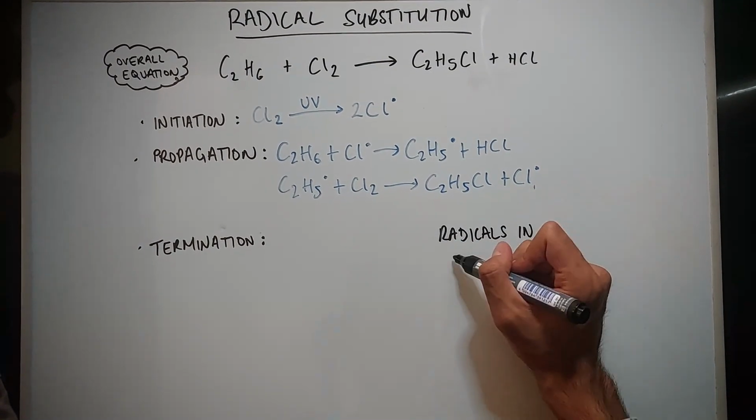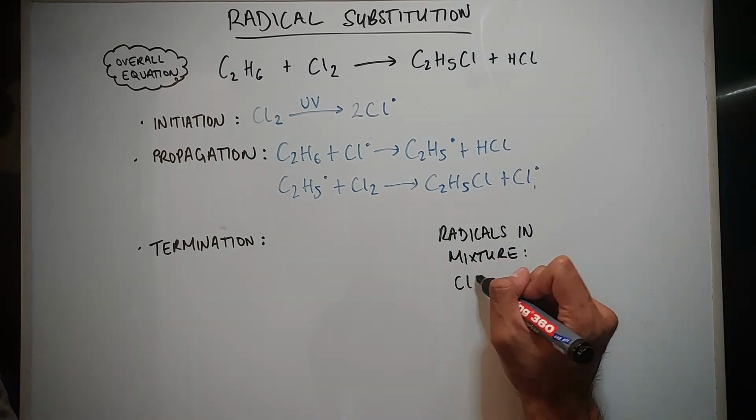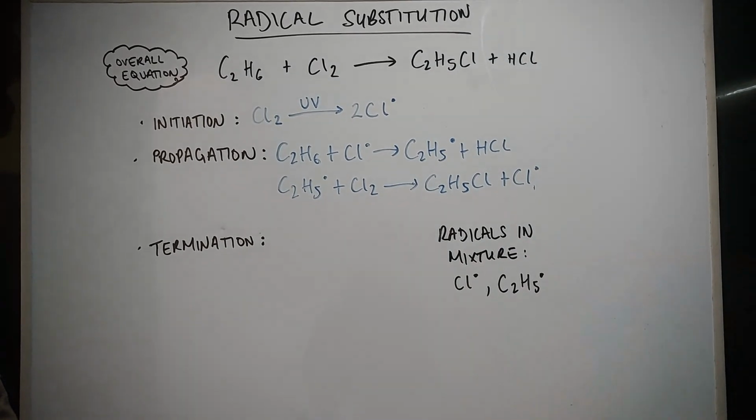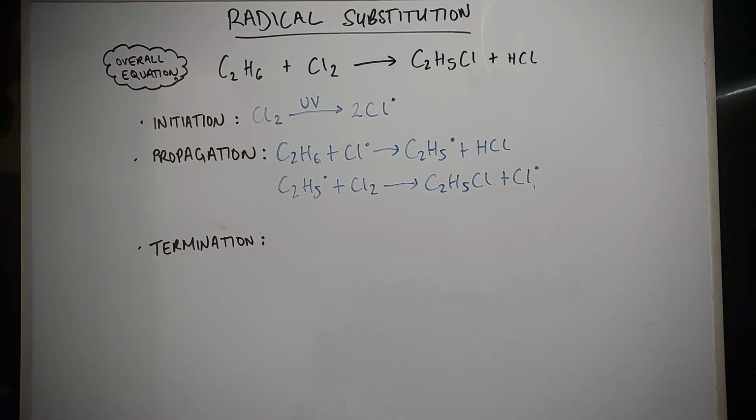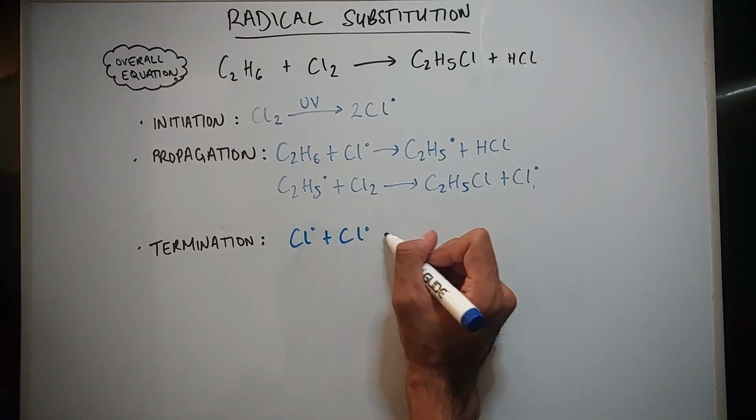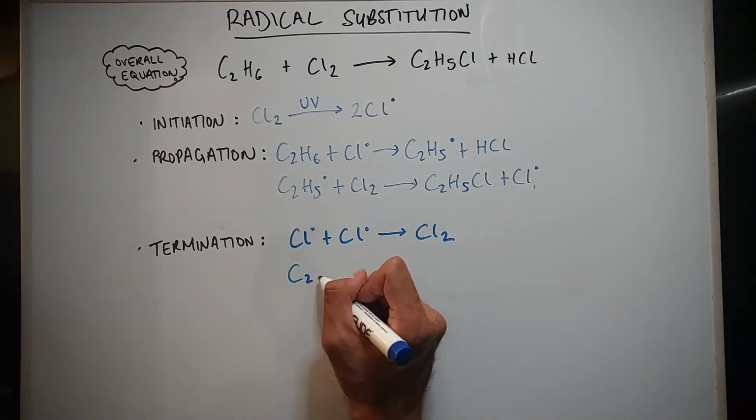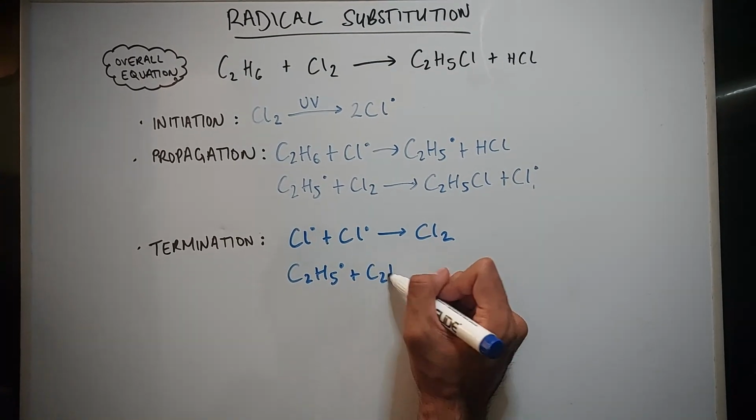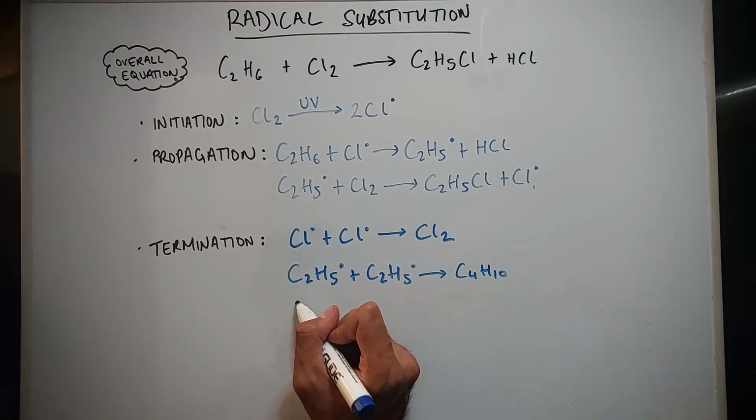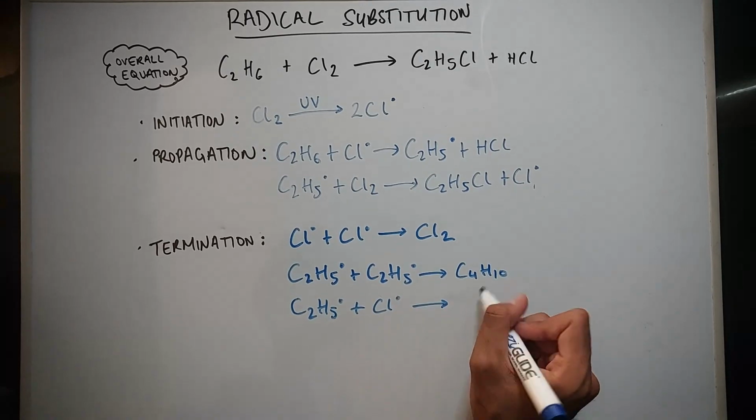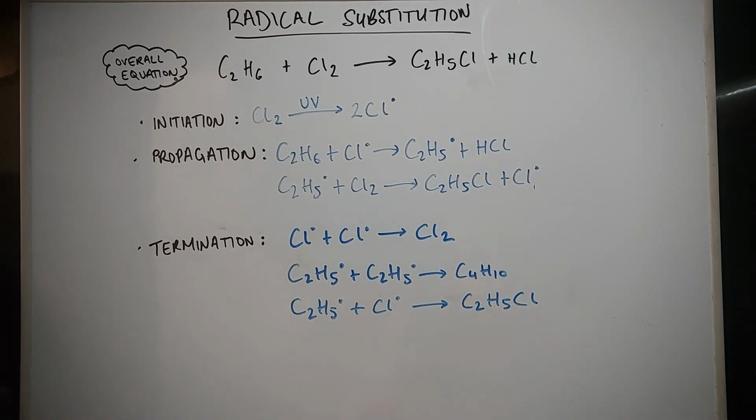Termination is the process by which the radicals are removed so that the chain reaction ends. All the radicals in the mixture will need to react to form stable molecules. Let's see what radicals are available to react. We have the two chlorine radicals, which can react to make a chlorine molecule. We can react two ethyl radicals to make butane, and we can react an ethyl radical and a chlorine radical to make chloroethane. As you can see, this will form a mixture of products.